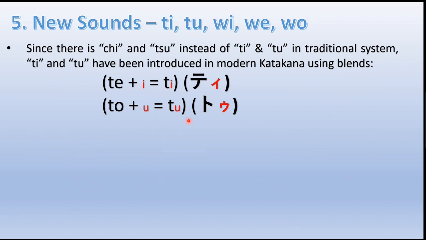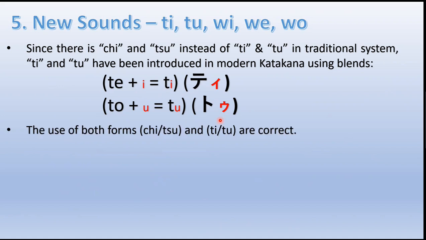For each of these, we use the fu sound combining with the other four vowel sounds to form fa, fi, fe, fo. But here, ti is formed by te and tu is formed by to. Te plus i is ti and to plus u is tu. The use of both forms chi, tsu and ti, tu are correct.